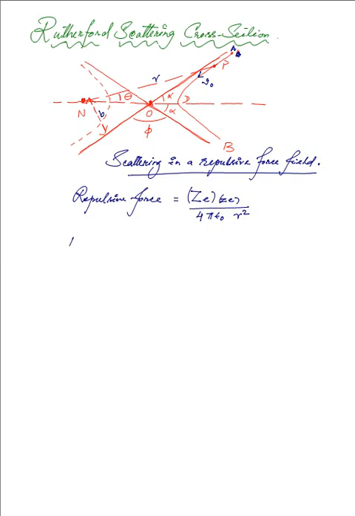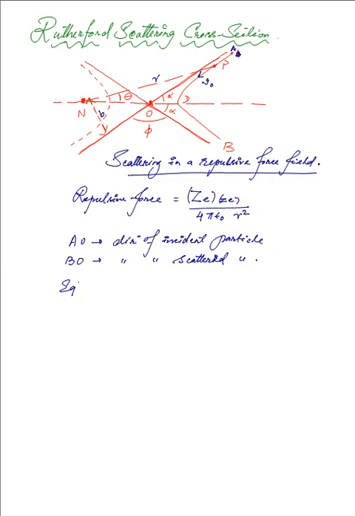AO is the direction of the incident particle, and we have BO to be the direction of the scattered particle. It's the same particle, of course, but at one point it is incident and at the next moment it gets scattered, so scattered particle. And as for the motion of the charged particle in the central force field, we have the equation of the path.